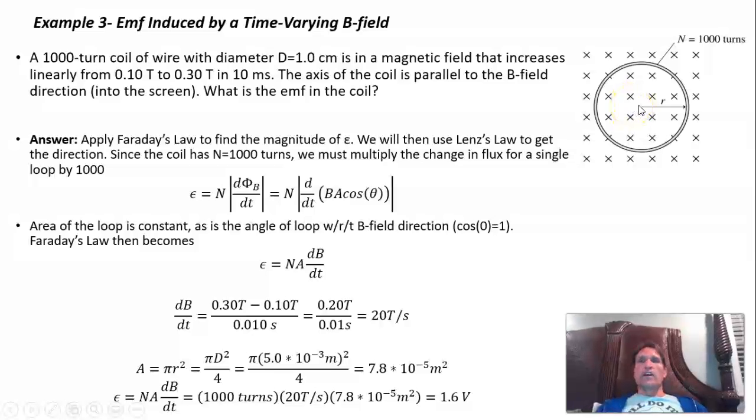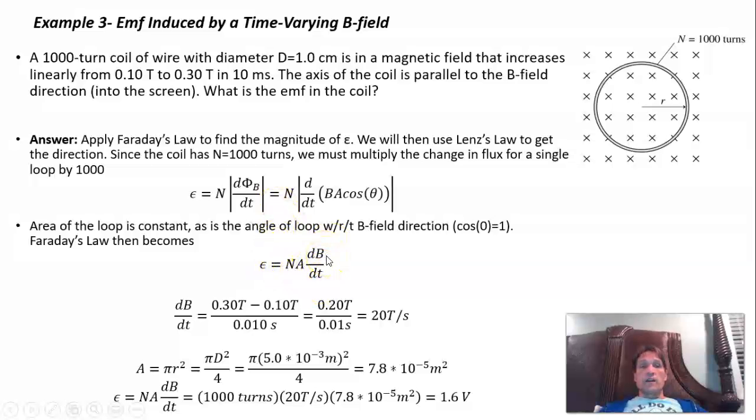And again, in this case, the area vector is perpendicular to the loop, which is along the direction of the field. So the angle between the area and B is 0. Cosine of 0 is 1. Okay, so that's 1 and it's constant. The area isn't changing, so we can pull the area out. And then the equation for the EMF is the number of turns times the area times dB dt.